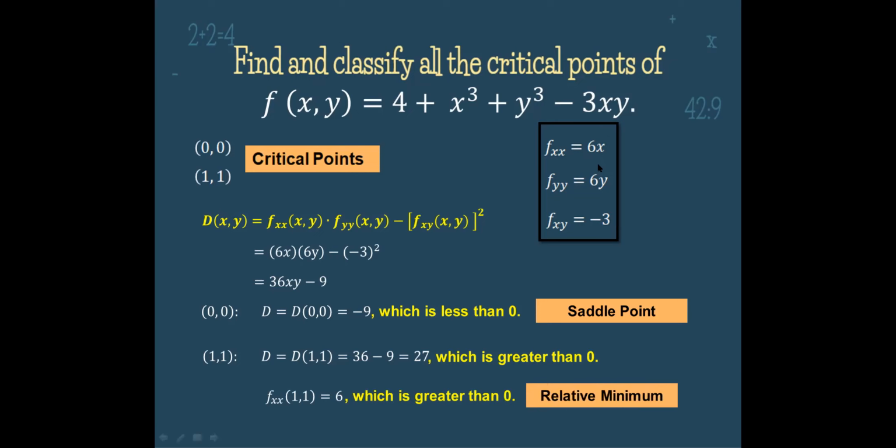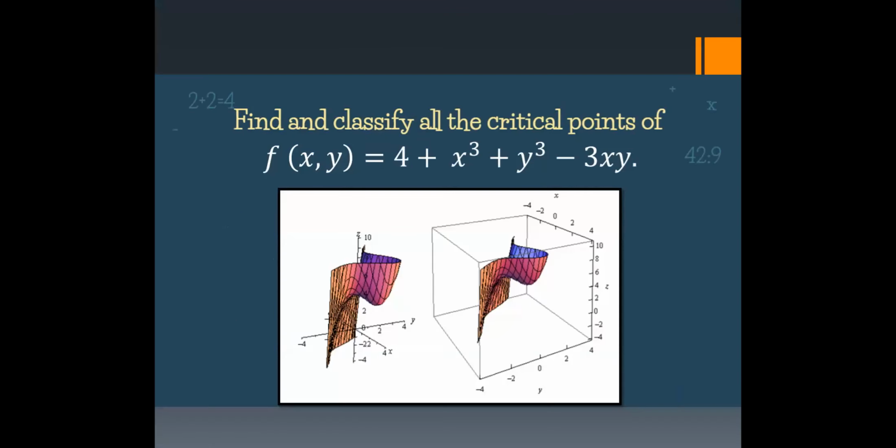For the sake of completeness, here is the graph of this function. You can see there is a saddle point and we have the relative minimum. Okay, so let us have now another example.